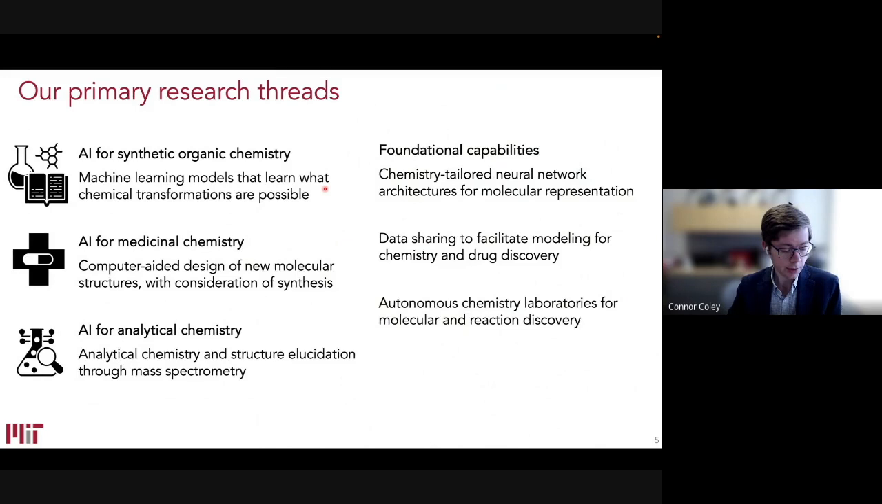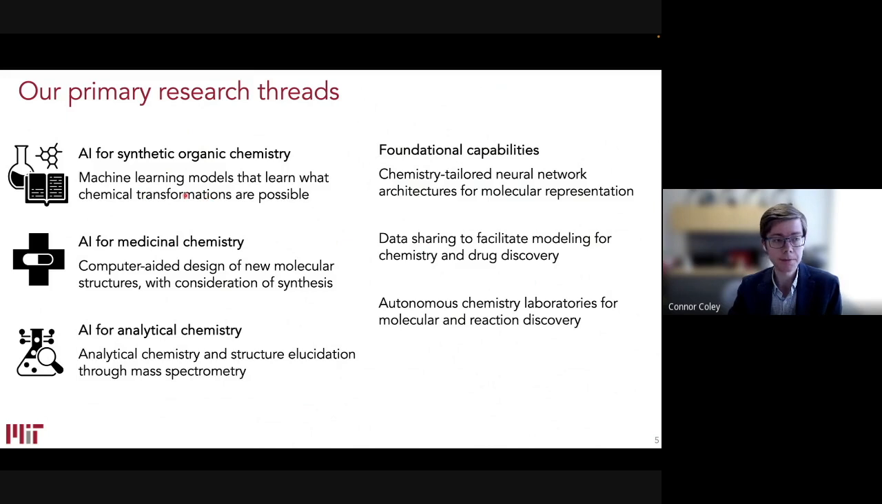And so in our group at MIT, we've got a number of different research threads within this broad landscape of AI for science or AI for chemistry. Again, some of those relate mostly to synthesis, which we'll spend some time talking about today, and how we understand what chemical transformations are possible and how to use them to access new structures. We think about AI for medicinal chemistry and trying to design new molecular structures that have the kinds of property profiles we're after. We can do this design with consideration of synthesis as well.